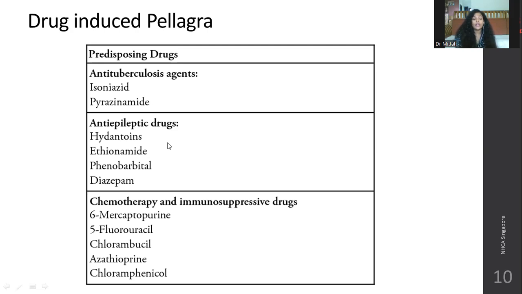You don't have to memorize the names here. Just remember anti-tuberculosis drugs, drugs used in TB, drugs used to treat epilepsy, seizures or convulsions, chemotherapy, cancer treatment, and immunosuppressive drugs can lead to drug-induced pellagra.